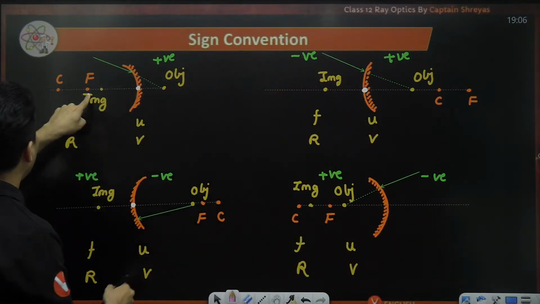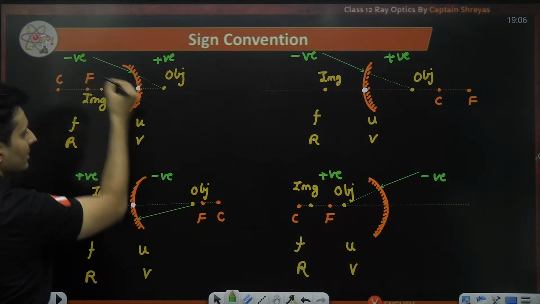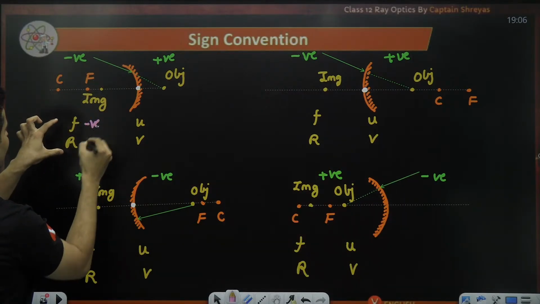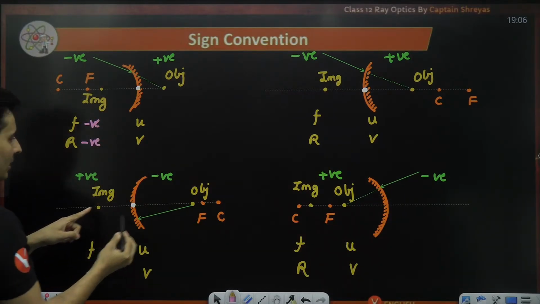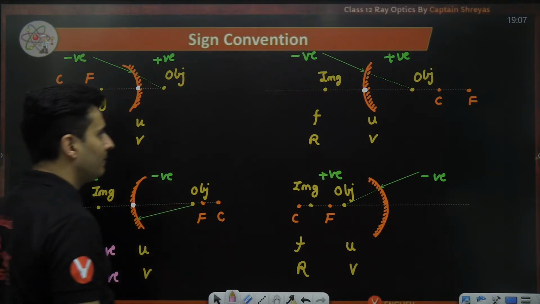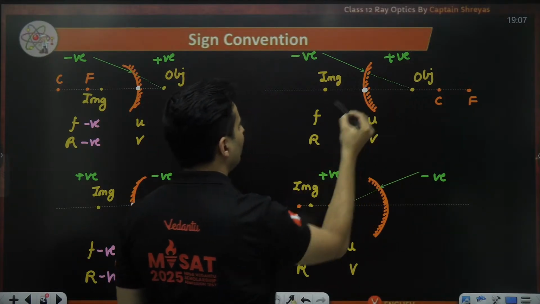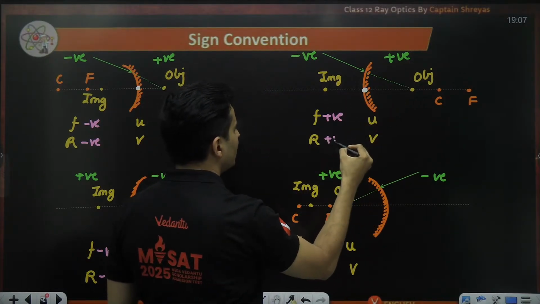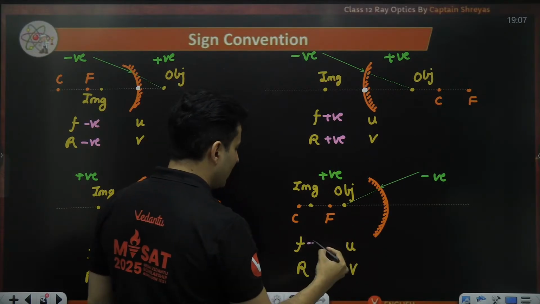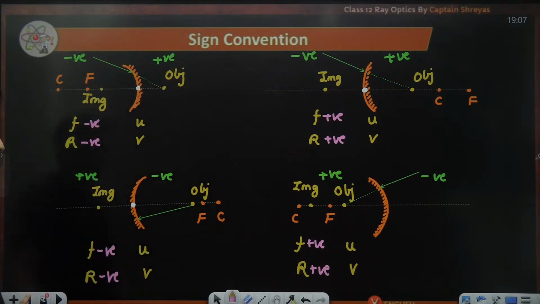Focus, guys. F and C. Okay. This is obviously the negative side if this is positive. F and C are on the negative side. So this is negative. Radius is also negative. Where is F? F and C are on the positive side. So this is positive. F is also positive. R is also positive.